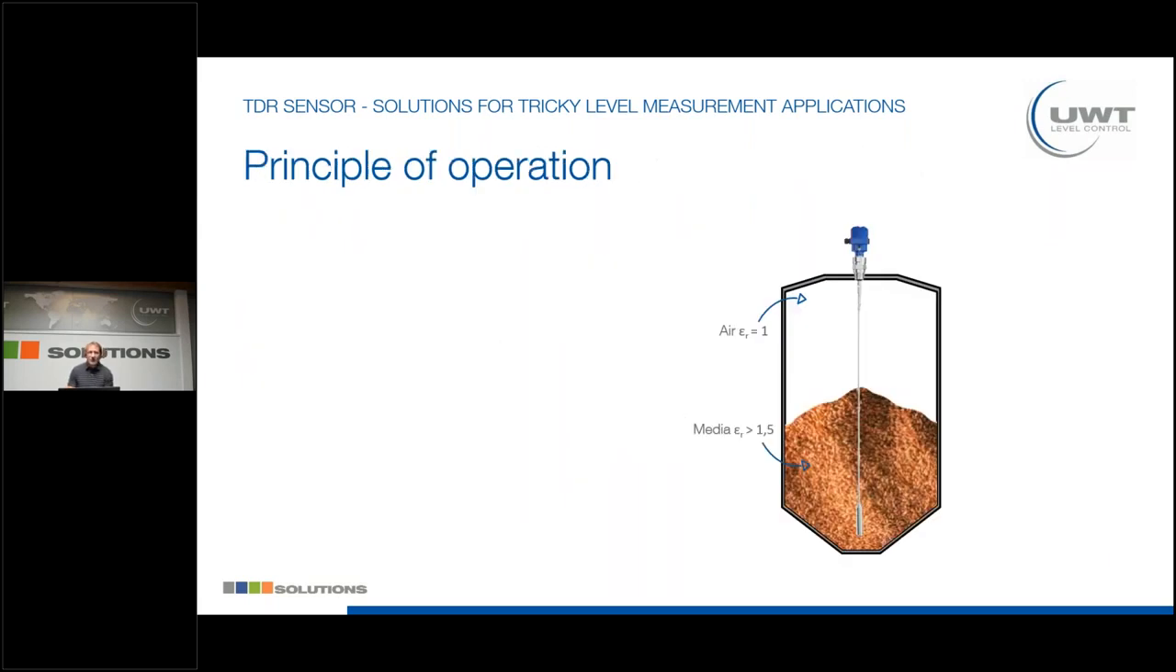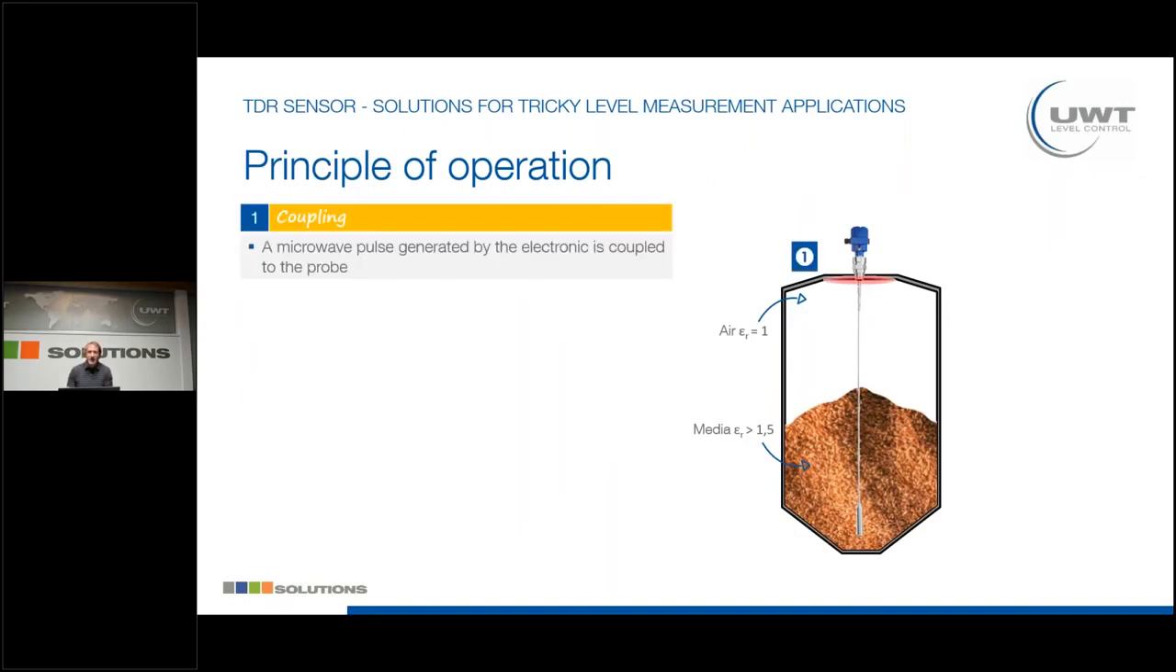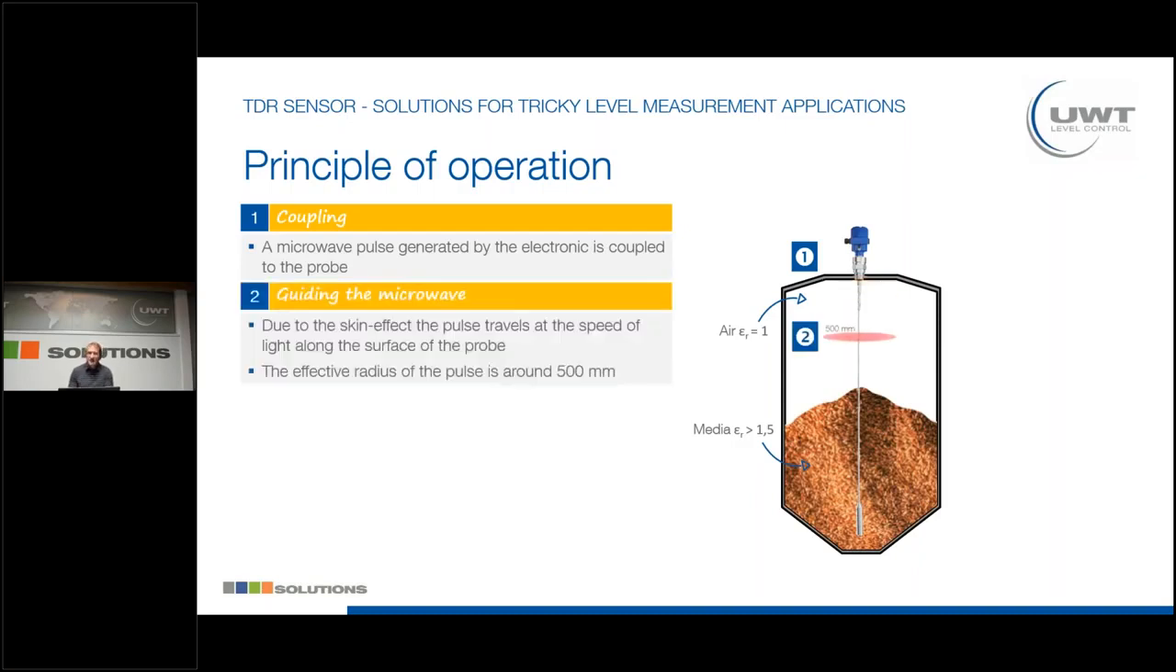So what happens when we're measuring a level with TDR sensors? We have a microwave pulse that is generated by the electronics and is coupled onto the probe. As we had in the slide before, the probe can be either a rod, a rope, or this coaxial version. And due to this skin effect, the pulse travels with the speed of light along the probe. And the effective radius of the energy of this pulse is 500 millimeters. So the energy spreads in a radius of 500 millimeters around the probe.